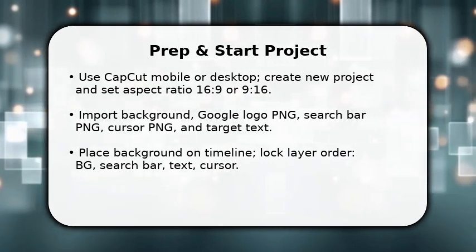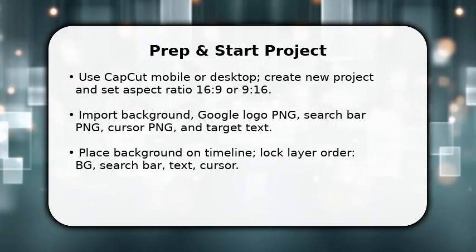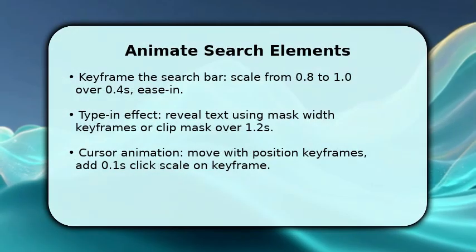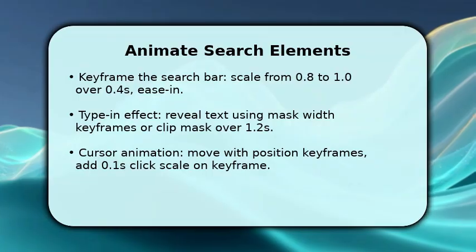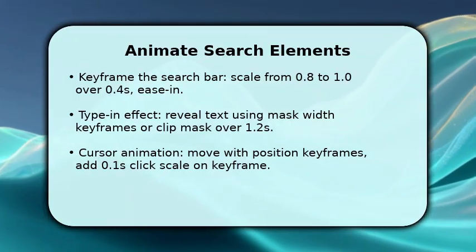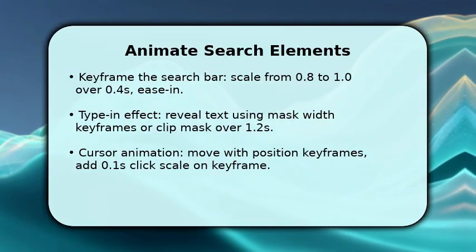Now you animate the entry and typing to sell the Google search effect. First, scale the search bar from about 0.8 to 1.0 with an ease in over 0.3 to 0.5 seconds so it pops subtly.